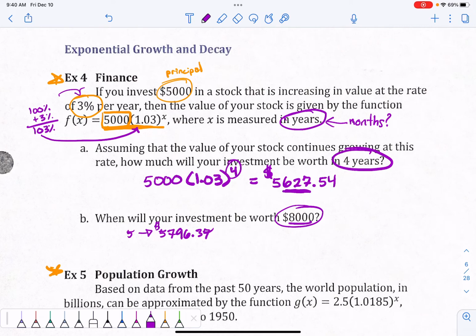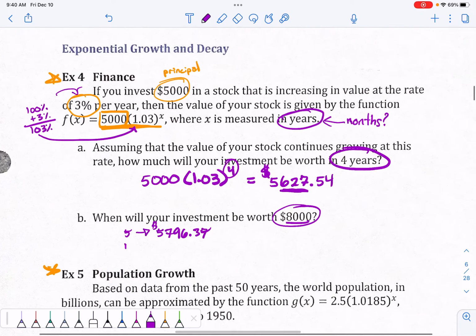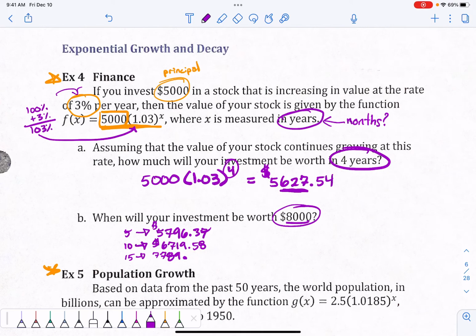So then I went a little bit bigger, and I said, okay, let's plug in 10. I said, let's go really big. 10 was 6719.58. Okay, so still not quite there. I said, okay, let's keep going. Let's go to 15. When I plugged 15 in, I got 7789.84. Okay, so we're getting closer. We're in the 7,000s, like we're almost to 8,000.